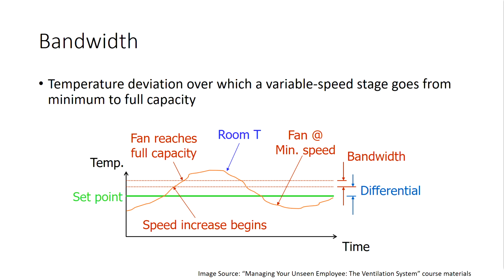Bandwidth is a term that applies to variable speed fans or other components with variable settings. Bandwidth is the temperature range for a variable speed fan to go from minimum to full capacity. Variable speed fans are often used for first stage fans when only small additional amounts of airflow are needed at a time. The variable speed operation smooths that addition and removal of fan capacity, lessening the variability in the room conditions.